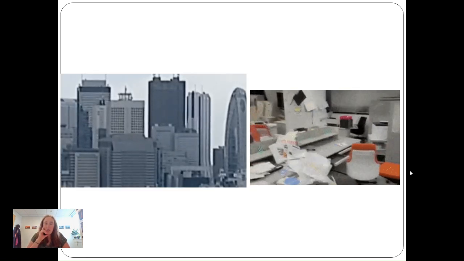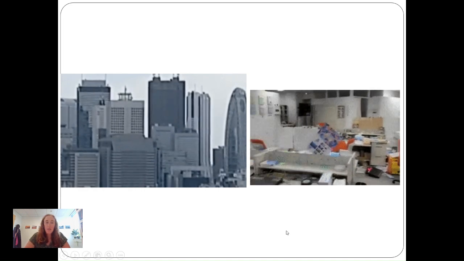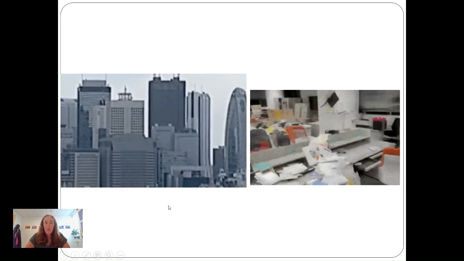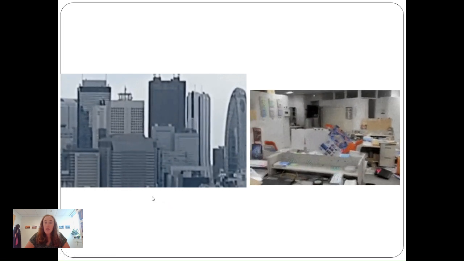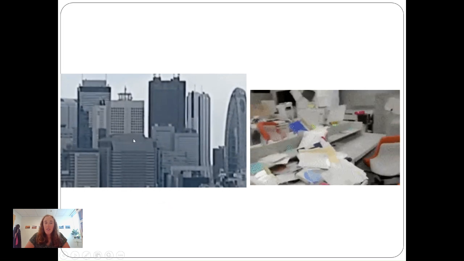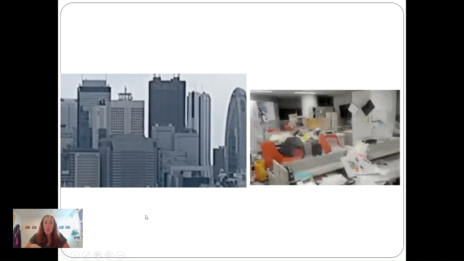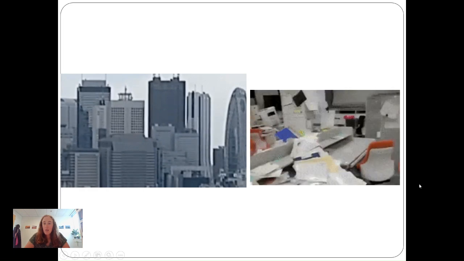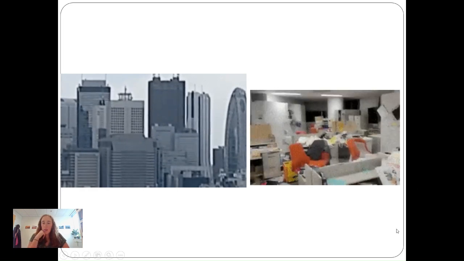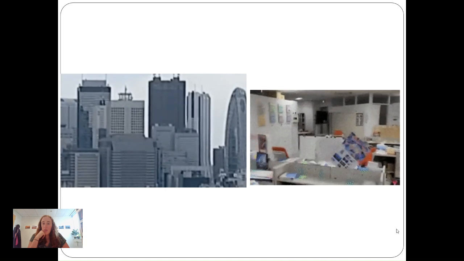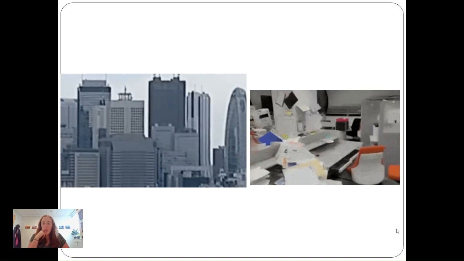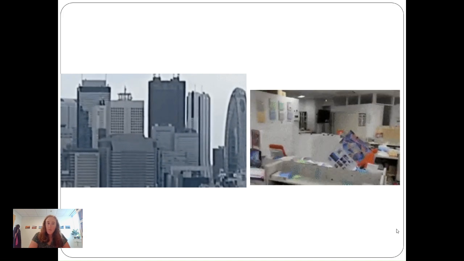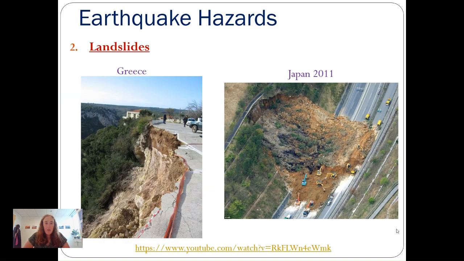Just to give you an example, it's a little bit grainy here, but on the left side, this is Tokyo, Japan in 2011, when the earthquake happened that led to the nuclear disaster. And what you're seeing here is actual footage of the skyscrapers shaking back and forth in response to the earthquake waves or the ground acceleration. On the right side, this was taken from inside of an office building in response to the earthquake happening. You can see how much shaking is actually going on during that earthquake. All right, so that's ground acceleration.